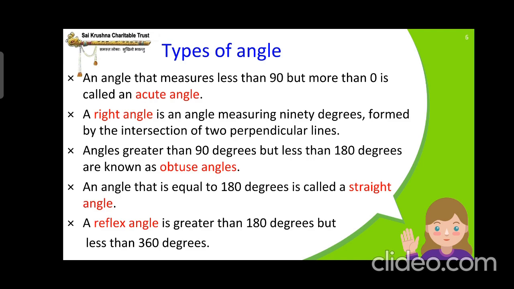Next comes the reflex angle. Reflex angle is greater than 180 degrees but less than 360 degrees. So these are the 5 types of angles: acute angle, right angle, obtuse angle, straight angle and reflex angle.